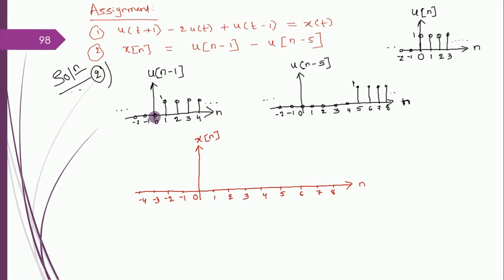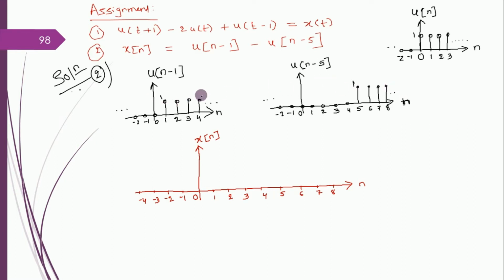Whatever was happening at 0 will happen at 1. So thereafter the amplitude 1 will be retained throughout the positive axis of n. u of n minus 5 means u of n is shifted to the right by 5. So whatever was happening at 0 should be shifted by 5, that is, n is equal to 5. At n is equal to 5, the amplitude of the u of n minus 5 signal becomes 1, and thereafter it will retain the same amplitude till positive infinity.